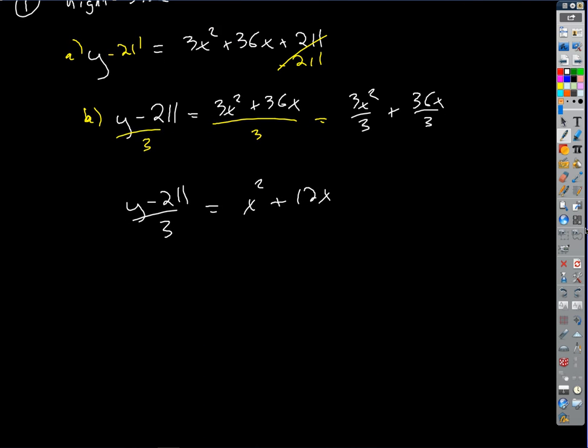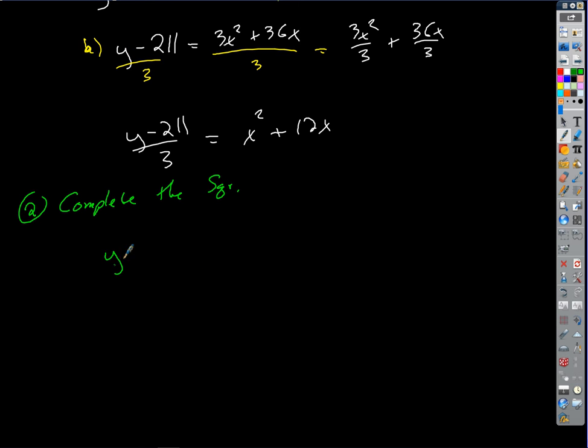What do you think big step 2 is going to be? We got it ready to complete the square, so now what are we going to do? Complete the square. Yeah, so step 2. So we've got y minus 211 over 3 equals x squared plus 12x. To complete the square, there's just 2 parts of that. We got to add the right number to both sides. What's that number going to be?